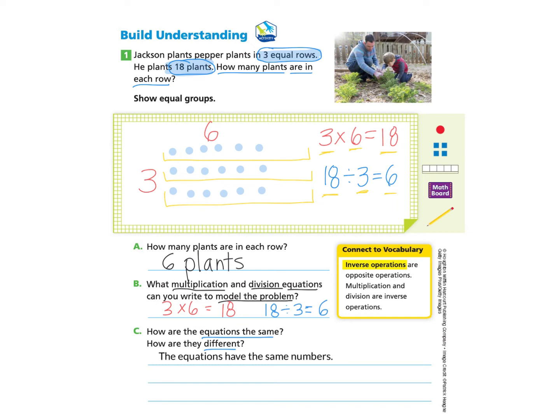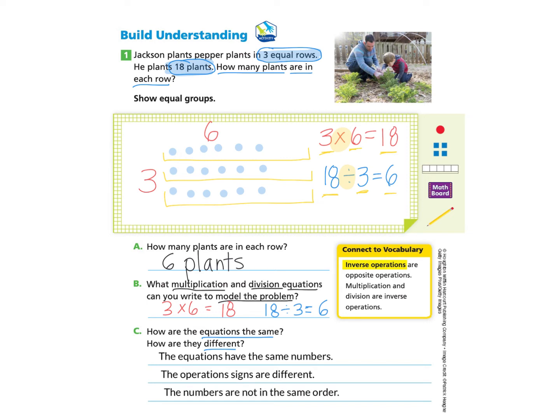Something that makes them different is that their operation signs are different, right? One is a multiplication and one is a division. And then also the numbers are not in the same order. We have 3 times 6 equals 18, and we have 18 divided by 3 equals 6.